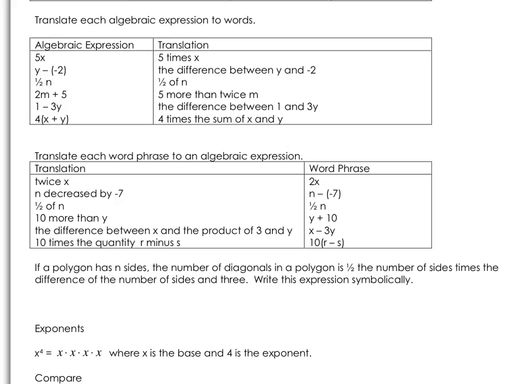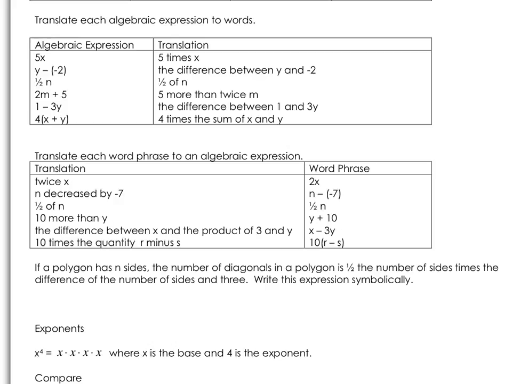2m plus 5, 5 more than twice m. Notice that 2m plus 5 ends in the number 5, but when we use the word more than, the 5 goes at the beginning. So we kind of say it in reverse order. 1 minus 3y, the difference between 1 and 3y. 4 times x plus y, we can say that is 4 times the sum of x and y. Sum means you add them.